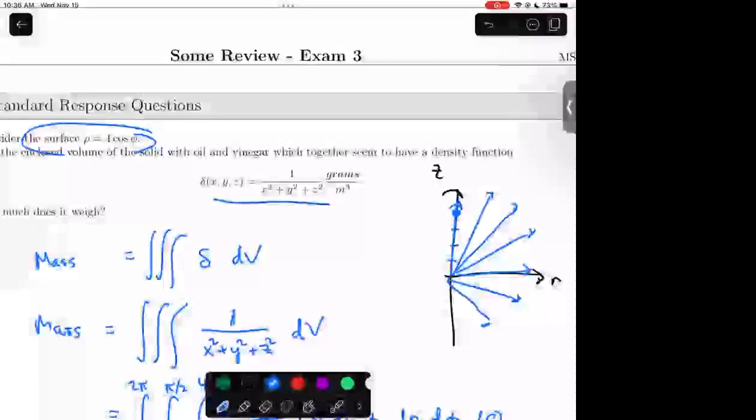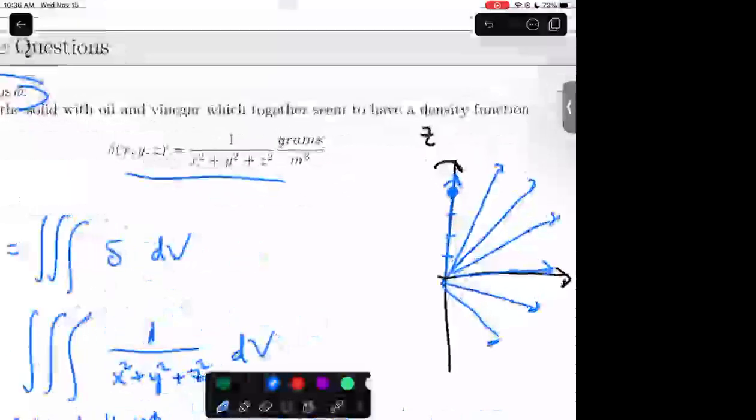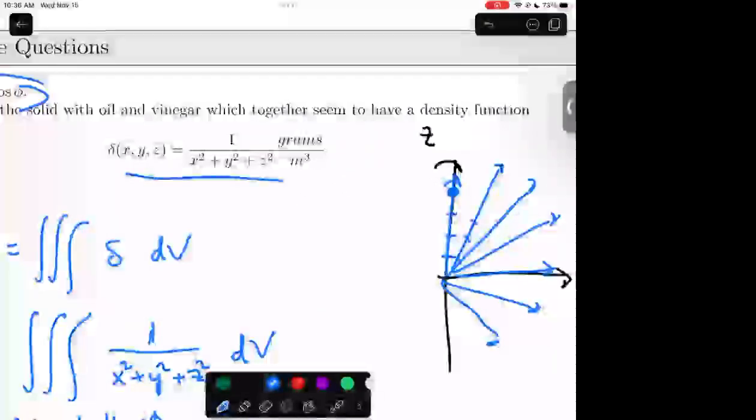For instance, if I plugged in pi over 6 into my phi, we'd get 4 times cosine of pi over 6, which is root 3 over 2. And you can plug this into your calculator. Maybe it's like 3.6 or something like this. It'll give you a very good estimate. And so that means I need to move out 3.6 steps. So maybe something like this.